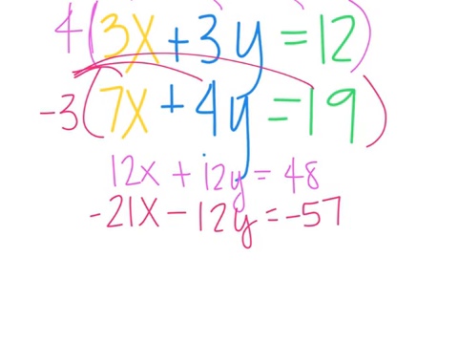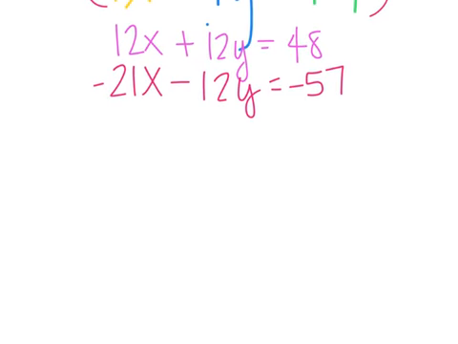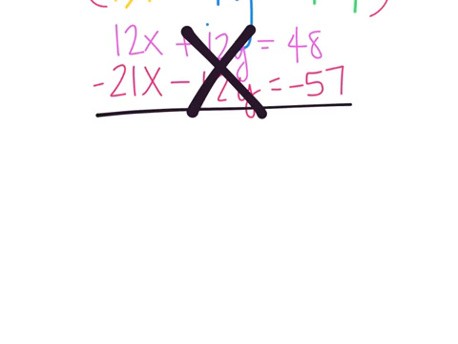So if I look at these two now, what happens to those 12 y's? They cancel. And why do they cancel? They're opposite. One's negative, one's positive. So these 12 y's are going to cancel. And then if I combine that negative 21x and that 12x together, what is 12x minus 21x? Negative 9x. It's okay. And then 48 plus negative 57, or 48 minus 57? Negative 9.